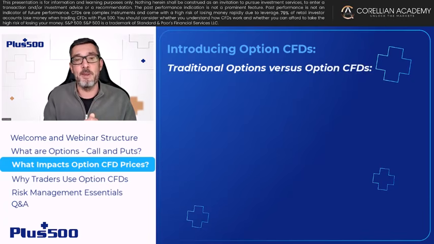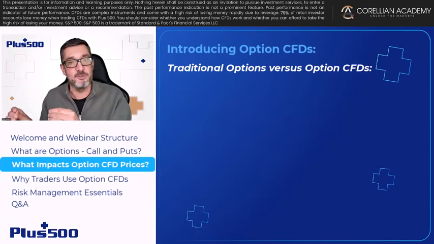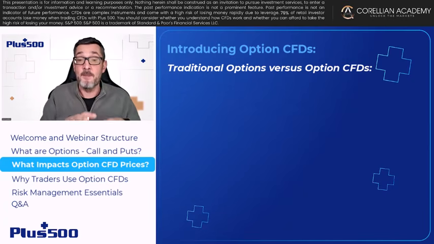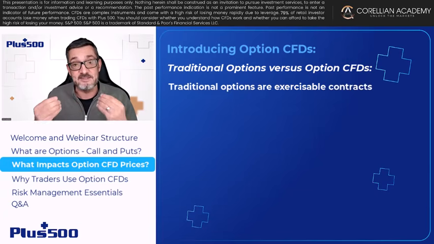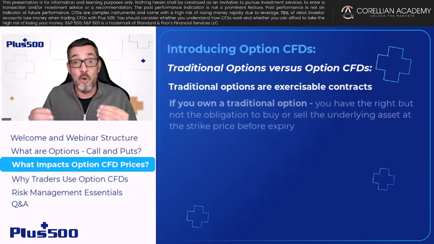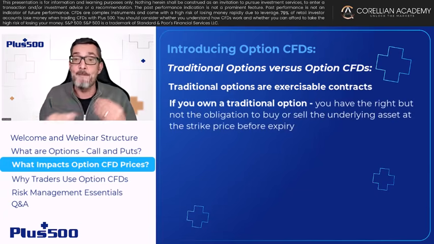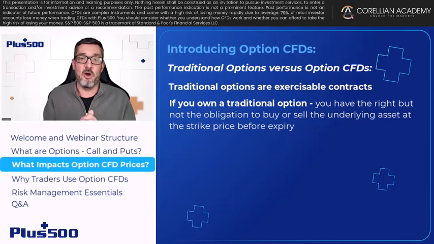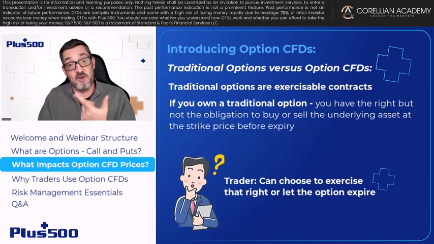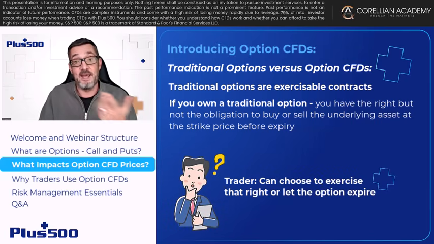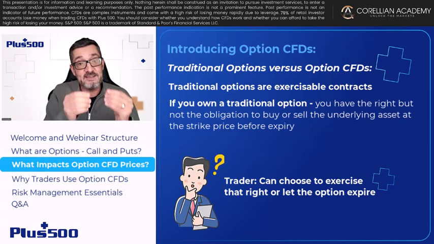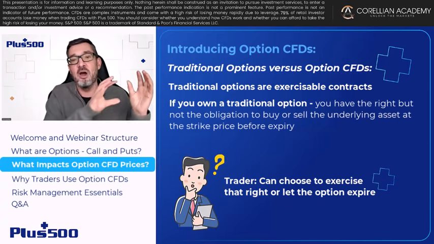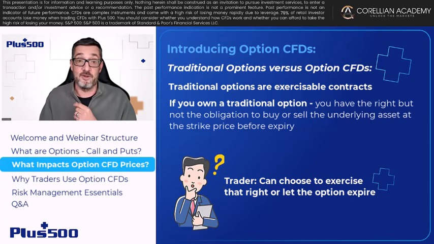Now, let's talk a little bit more about the difference between traditional options and option CFDs, because this distinction is crucial. Traditional options are exercisable contracts. If you own a traditional option, you have the right, but not the obligation, to buy or sell the underlying asset at the strike price before expiry. You can choose to exercise that right or simply let the option expire. This exercise feature is a core part of how traditional options work.